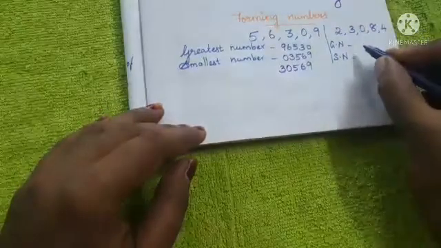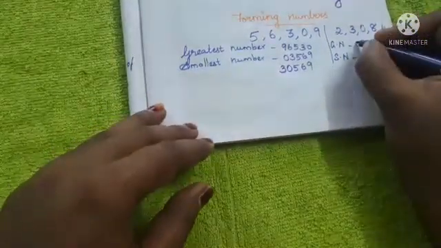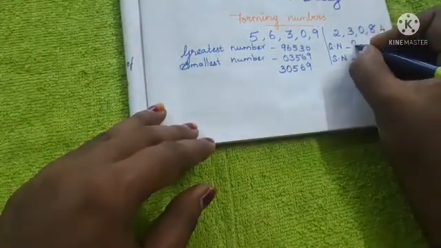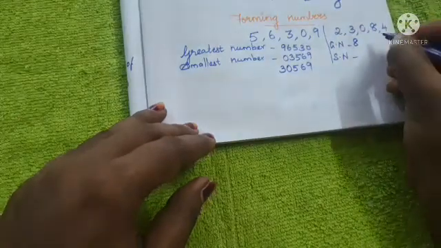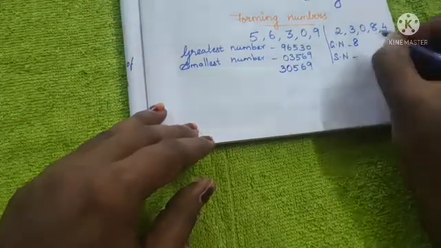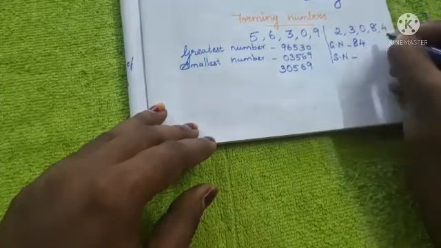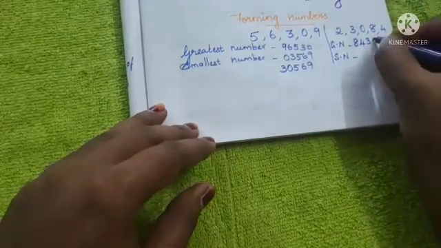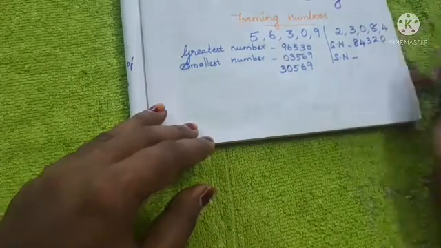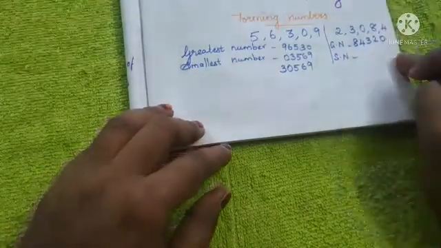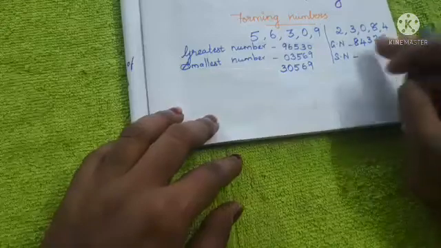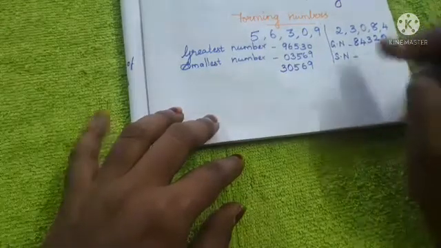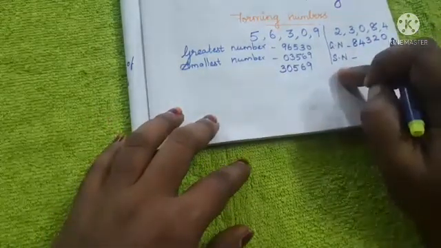From here we can write 8 is the greatest, isn't it? So we write 8. Next smaller number, that is 4. Then 3 is the smaller number, next 2, and at the last we write the 0, isn't it? Now we have arranged the greatest number, that means we arranged the numbers in descending order. Then we want to find the smallest number.